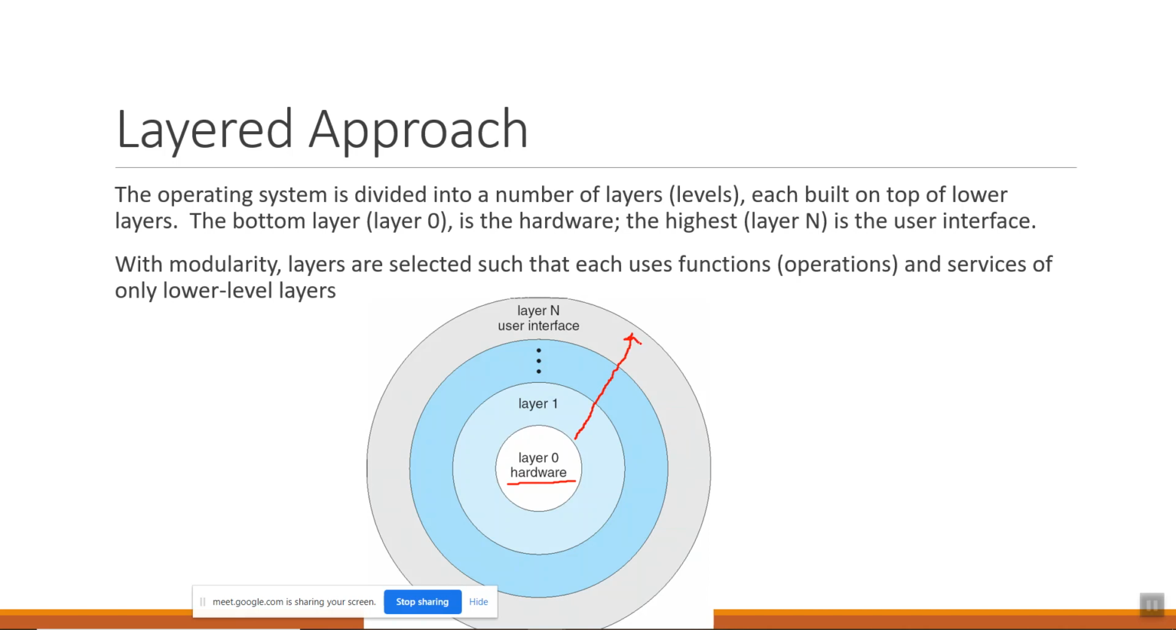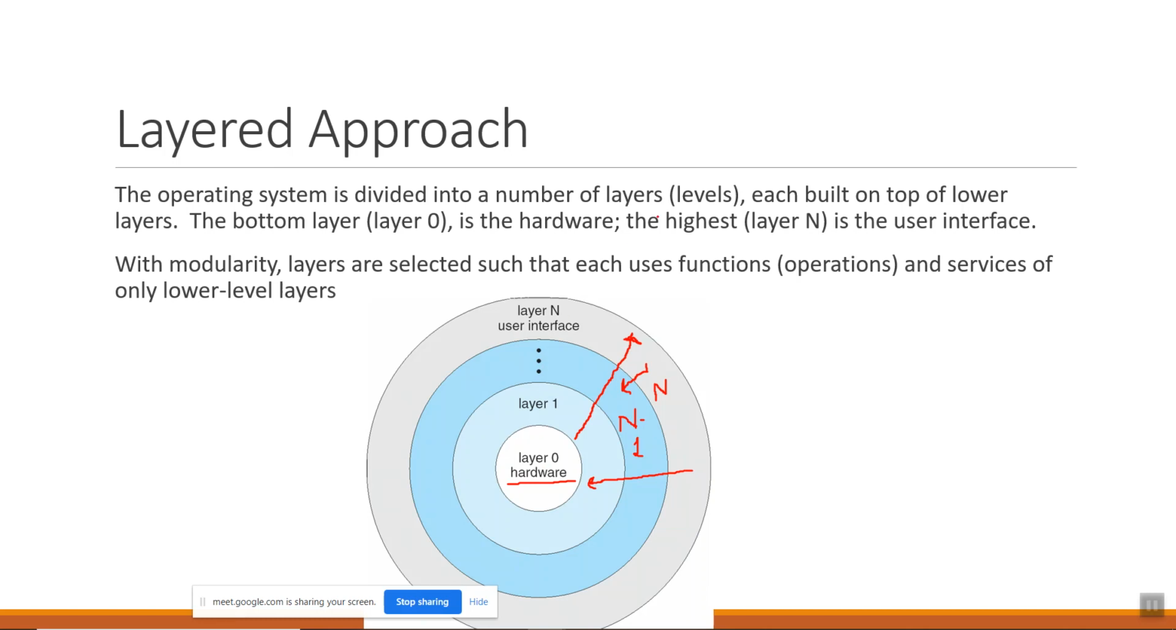So how are we going to access the functions of any layer? The simple rule is that when we are at layer n, layer n can only access the functions of layer n minus 1. I cannot directly interact with the hardware here. Suppose I want to interact with the hardware, then I should follow this sequence: first layer n accesses layer n minus 1, then n minus 2, and so on up to the 0th layer. So this is the idea behind the layered approach.